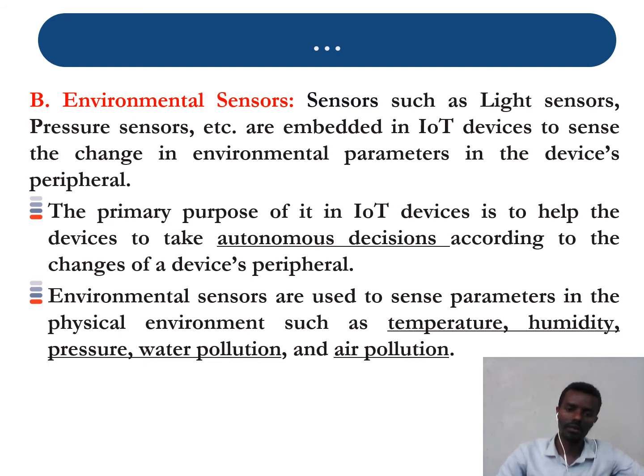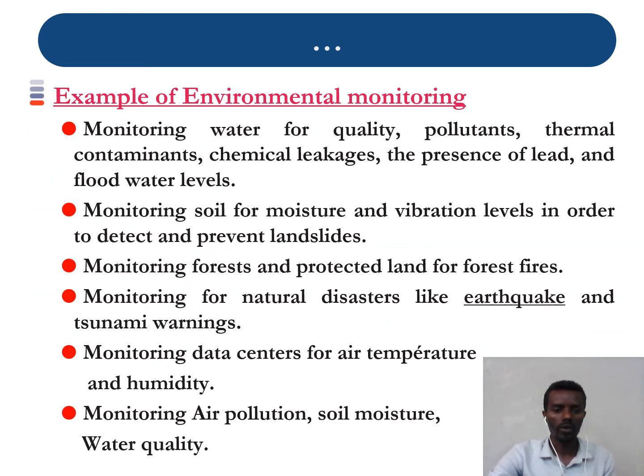So environmental sensors are what? The best thing which can sense the areas or the environment and then give feedback to the concerned body as predefined. Fine. For example, I may give you examples of these environmental sensors. It is used to monitor the water quality, whether it is polluted or not, thermal contamination of the water, chemical leakage of the water, the presence of a leak, and the fluid water levels. All this can be detected or sensed by these environmental or monitoring sensors.